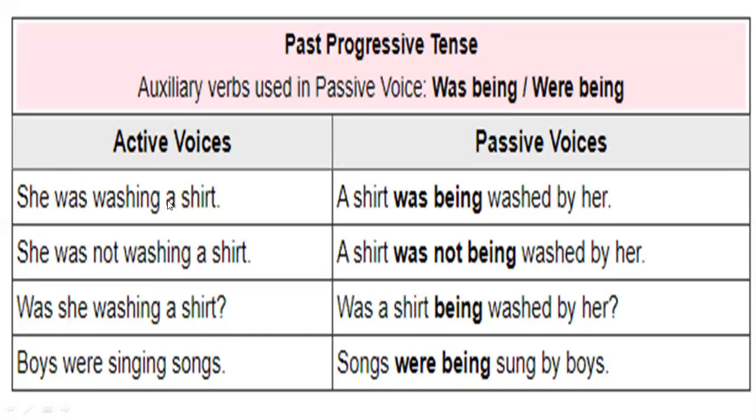She was washing a shirt. A shirt was being washed by her. She was not washing a shirt. A shirt was not being washed by her. Was she washing a shirt? Was a shirt being washed by her? Boys were singing songs. Songs were being sung by boys. You can see all the rules: exchange of subject and object, helping verb, third form of verb, by, and then the change of pronoun of the subject.